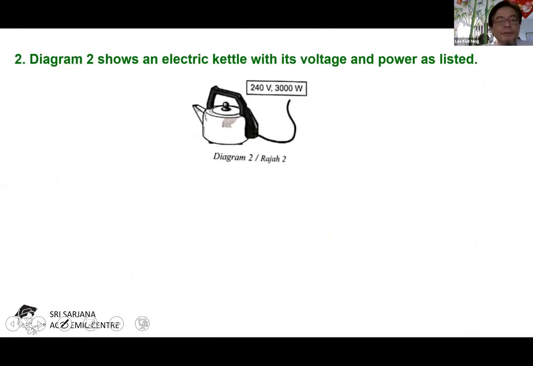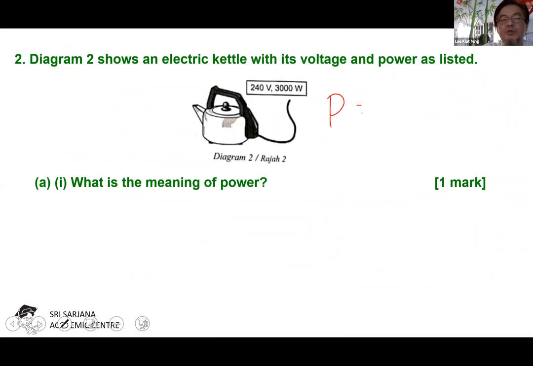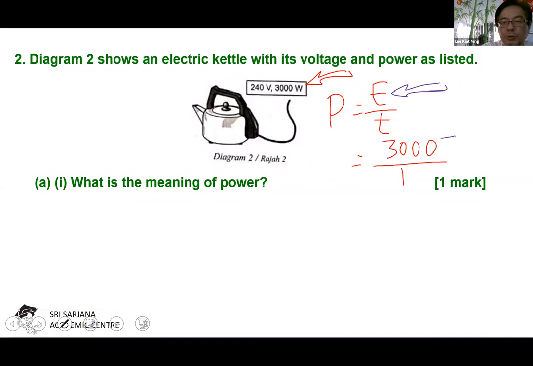What is the meaning of power? You must know power is equivalent to energy over time. So in other words, a 3,000 watt kettle means it consumes 3,000 joule of energy in 1 second, because the unit for energy is joule and the unit for time is second. You need to mention that.